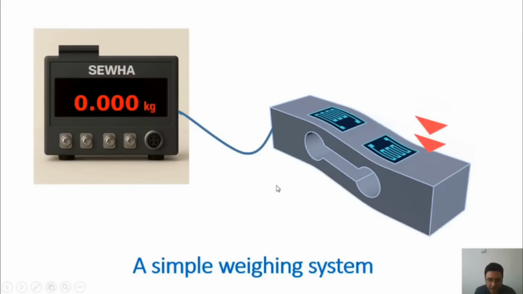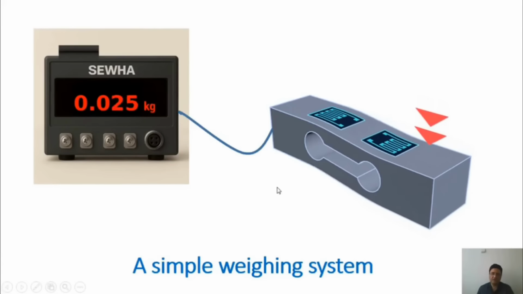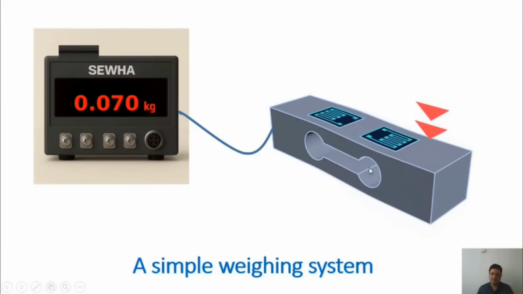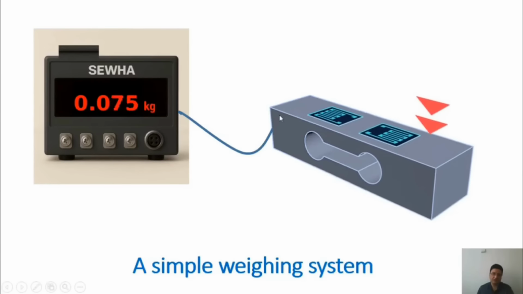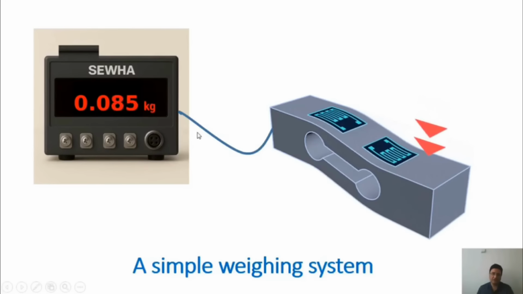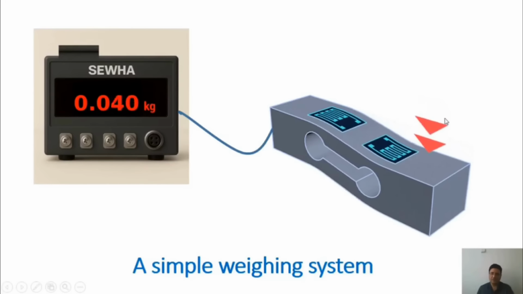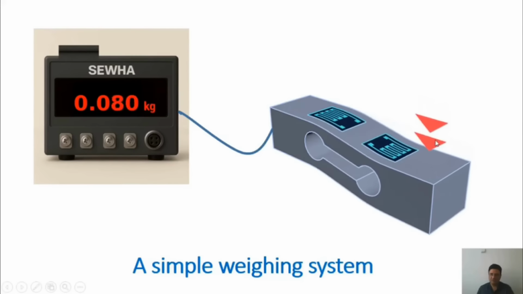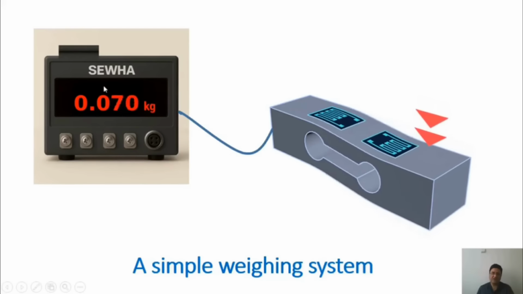Here, we can see a very simple weighing system. A weighing system consists of a weight sensor, which is called a load cell, and a weight display. We've connected the load cell to the weight display using a wire. When force is applied to the load cell, the weight value changes, and we can see the weight on the display.